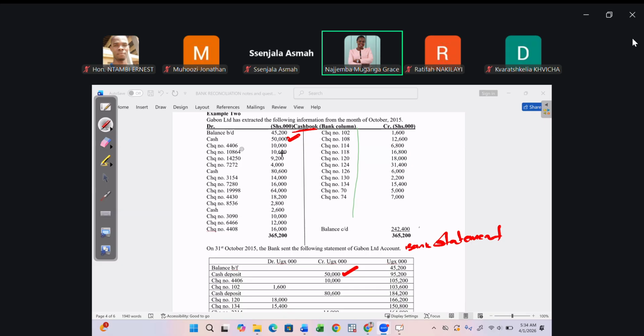Number 4406, debit side 10,000. Before I tick, where is it here? Bank 4406, 10,000 on the credit. Right amount, right side. Check number 10864, 10,600 on the debit side. 10,600 on the debit. Then check number 10,864.